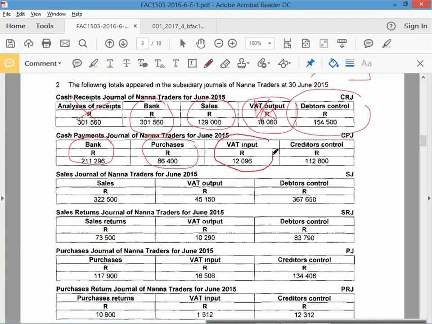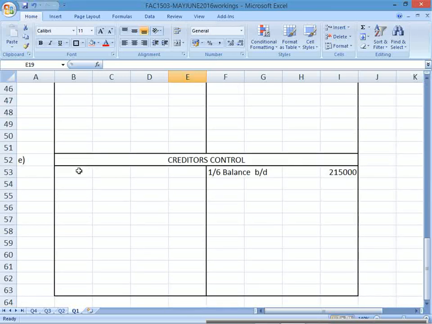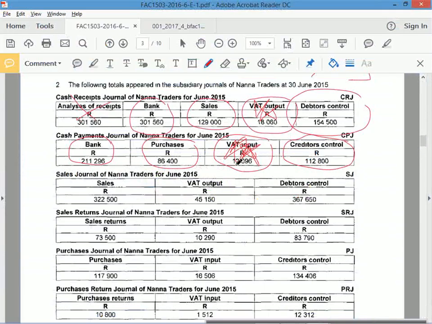Next, VAT input. Did they ask for it? No, they didn't. Creditors control. Did they ask for it? Yes, they did. So creditors control. What's happening to your liability in the cash payments journal? It's decreasing. Good. Creditors will decrease because I'm looking at my payments. Decreasing on this side. How much? 112,800. There we go.